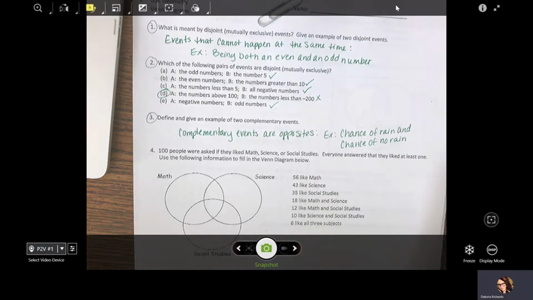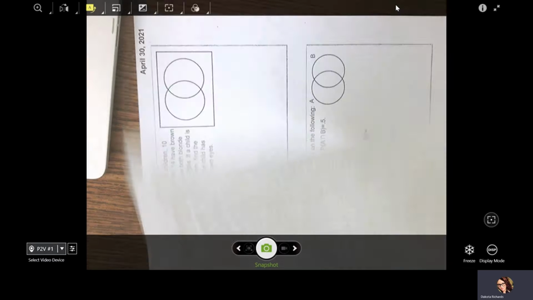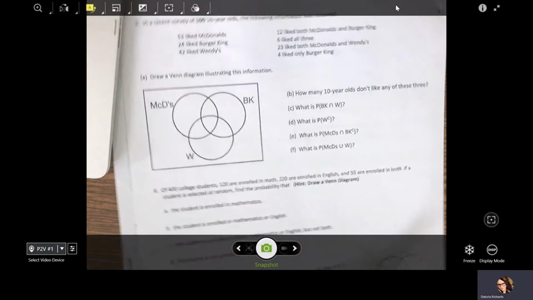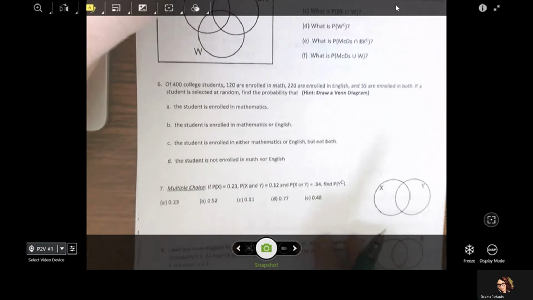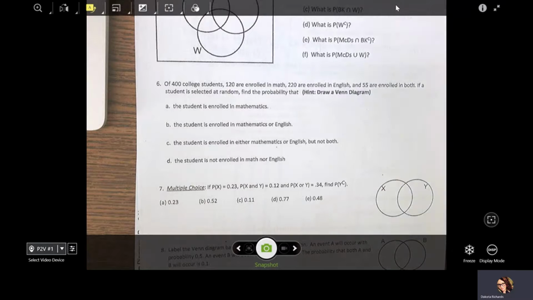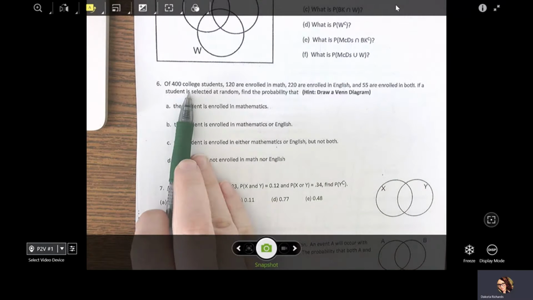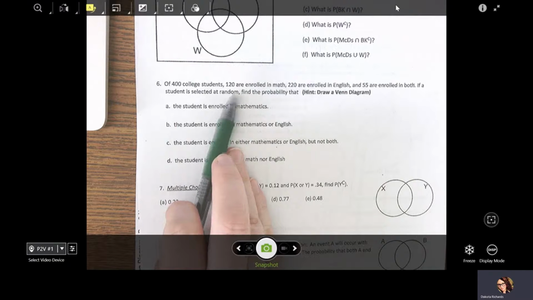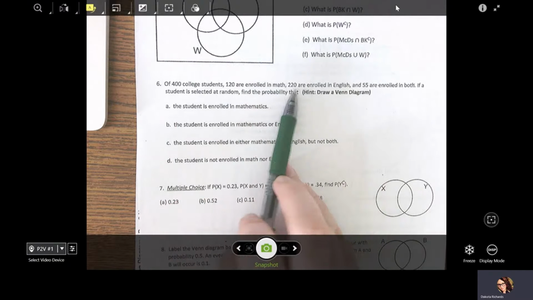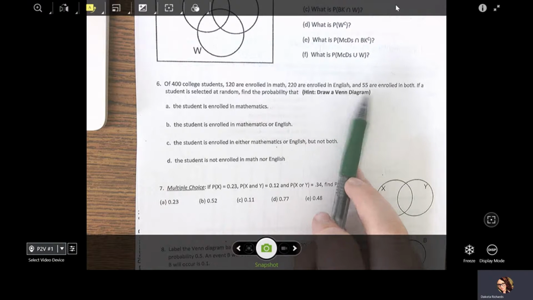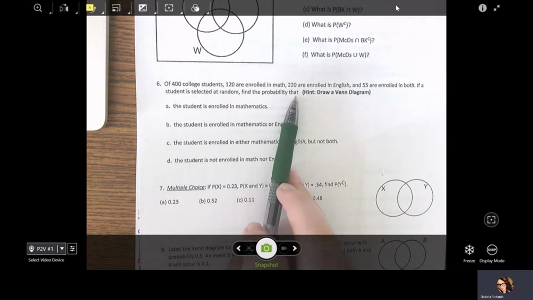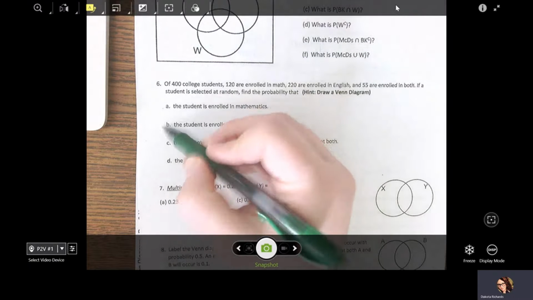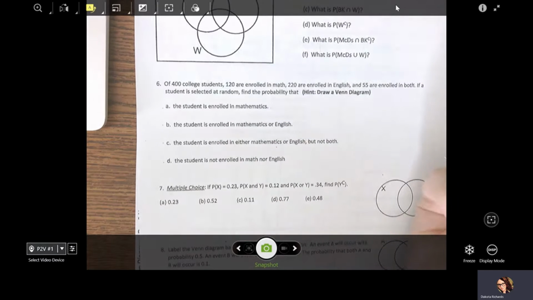Okay, so you only had to do questions 1, 2, 3, and then 6 on the back. Okay. Hold on. Question 6 says, of 400 college students, 120 are enrolled in math, 220 are enrolled in English, and 55 are enrolled in both. If a student is selected at random, find the probability that, so we're looking at A, B, and C to find those probabilities.